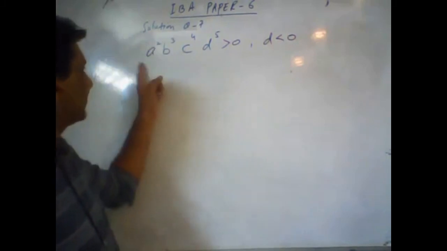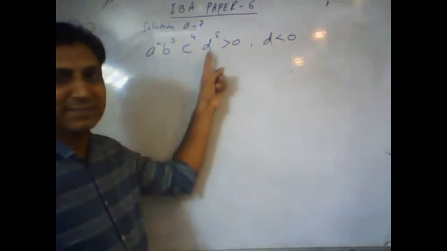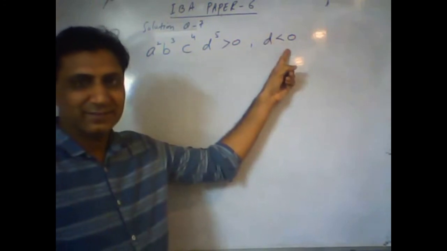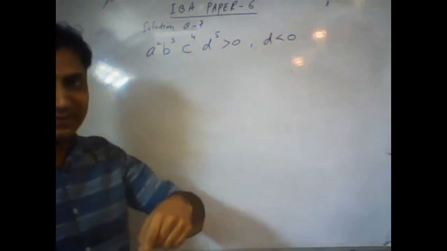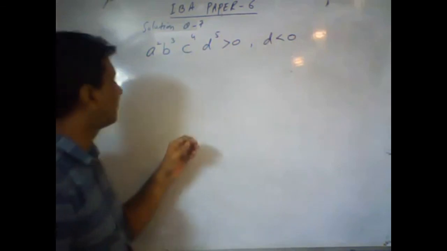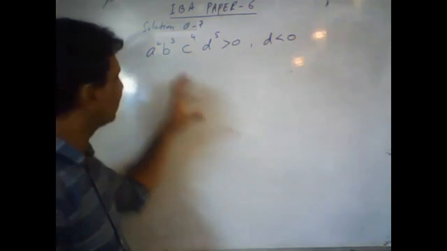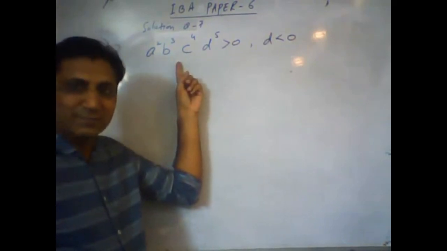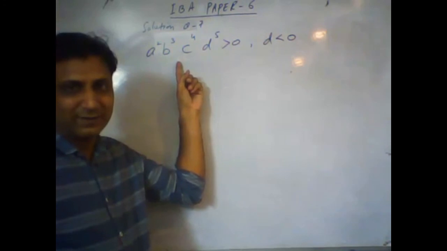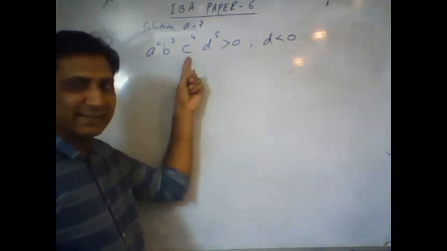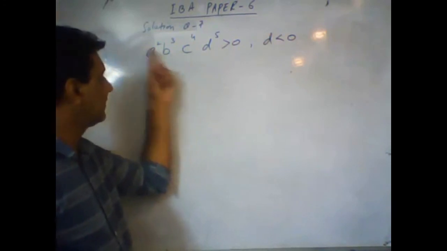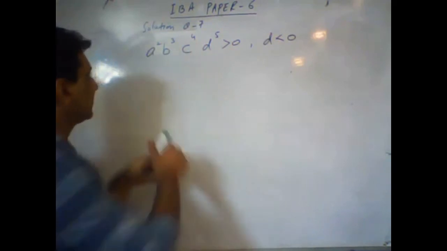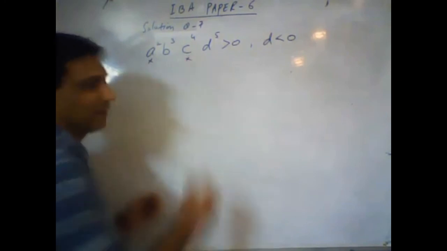Paper 6, question 7. The question says if a square b cube c4 d5 is positive, this whole thing is positive, and d is negative, then which of the following is true out of these options? If you just see this question here, a square and c4 are always positive no matter what the values are, whether a and c are negative or positive, because the powers are even. Whenever the powers are even, the value will be positive. So just leave these two untouched.